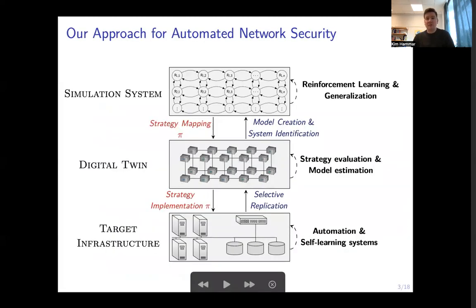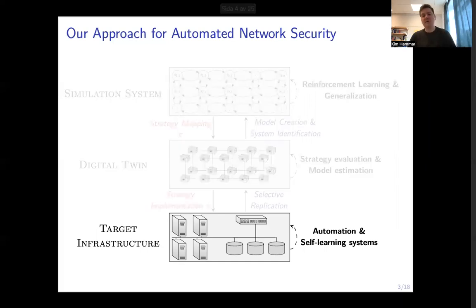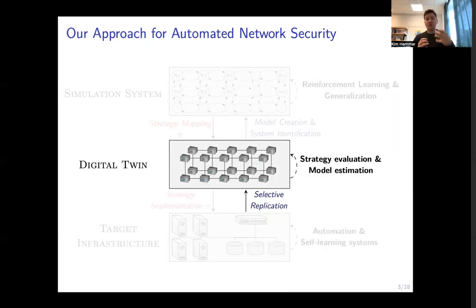And to this end, we have developed a general framework that can be understood on a high level through the picture that you see here. And this framework centers around a digital twin that you see in the middle. The starting point is that we have a target infrastructure, and this simply corresponds to the infrastructure where we want our defender strategies to be operational in the end. The first thing that we do then is that we take the configuration of this infrastructure and we emulate that to create a digital twin, namely a virtual replica of the real system. We then use the digital twin to run experiments, to evaluate strategies, and to collect data.